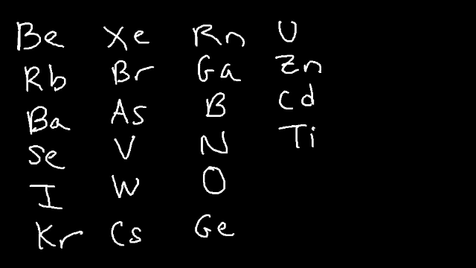Be is beryllium, Rb is rubidium, Ba is barium, Se is selenium, I is iodine, Kr is krypton, Xe is xenon, Br is bromine, As is arsenic, V is vanadium, W is tungsten, Cs is cesium, Rn is radon, Ga is gallium, B is for boron, N is for nitrogen, O is for oxygen, Ge is germanium, U is uranium, Zn is zinc, Cd is cadmium, Ti is titanium. And watch out for Tl, that's thallium.